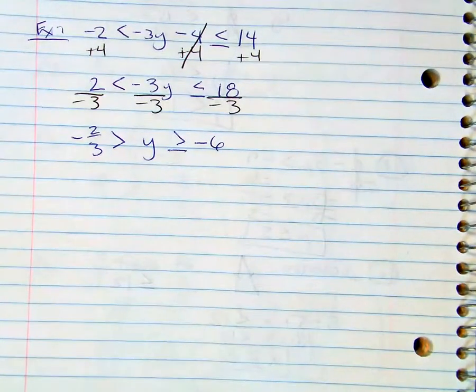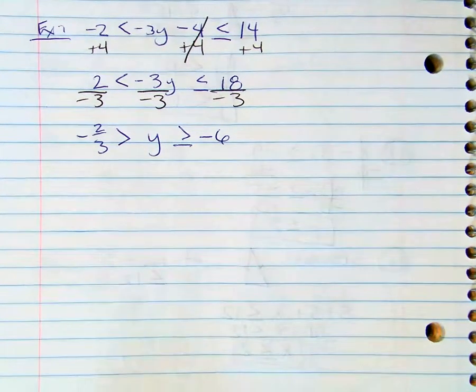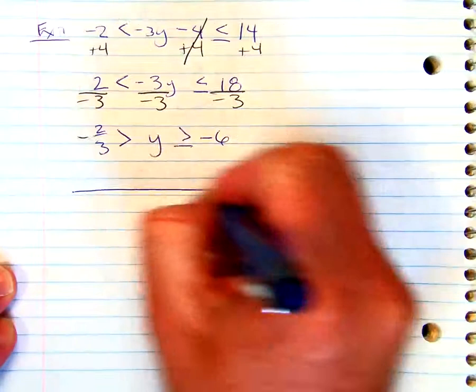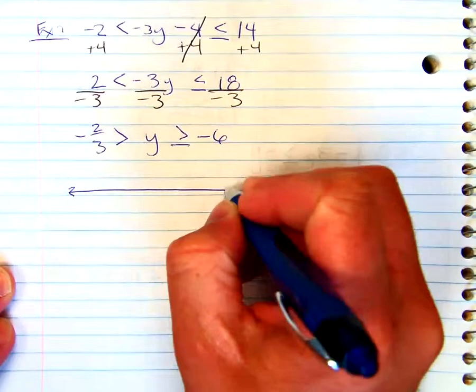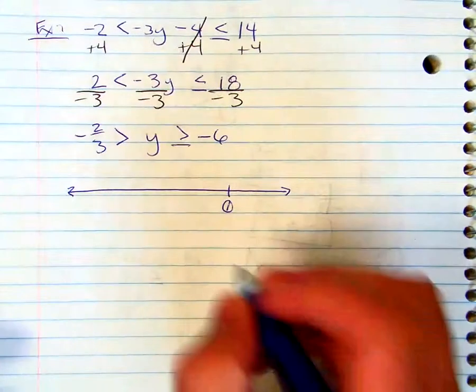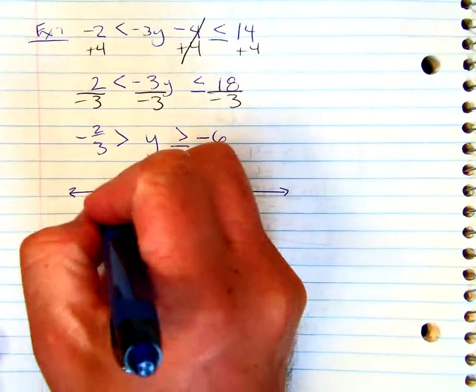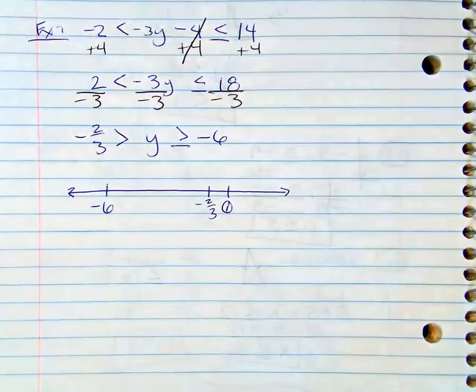And even though we have a fraction, we can still graph this because we know where negative 2/3 should be on a number line. So graphing this out, I'm going to put 0 over here since all the numbers we're talking about are negative anyway. Negative 2/3 would be somewhere over here, which would make negative 6 much further down.